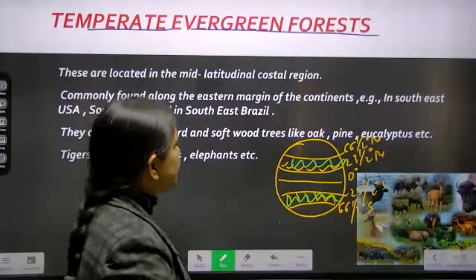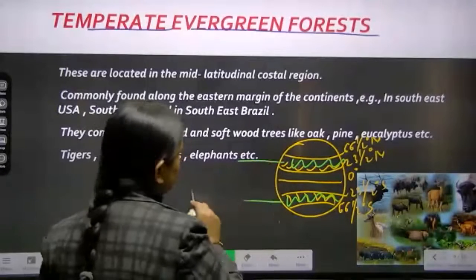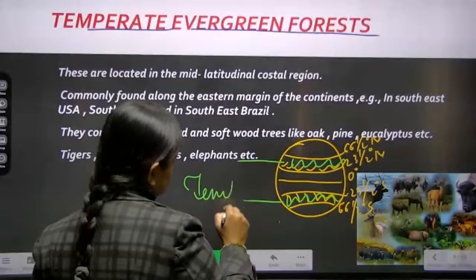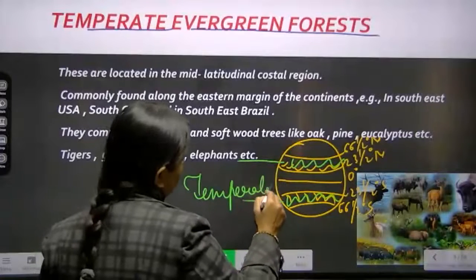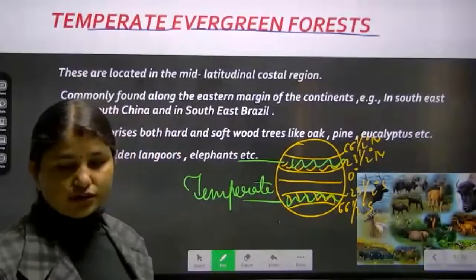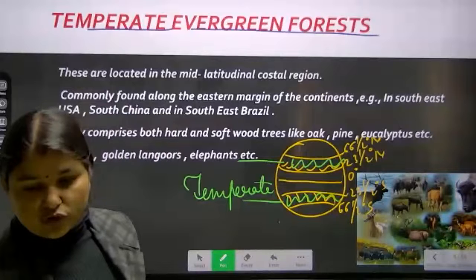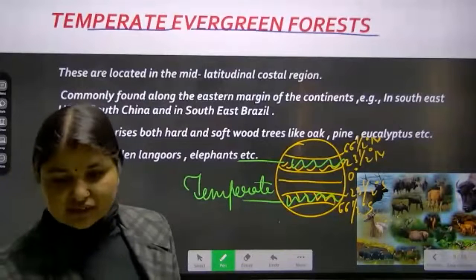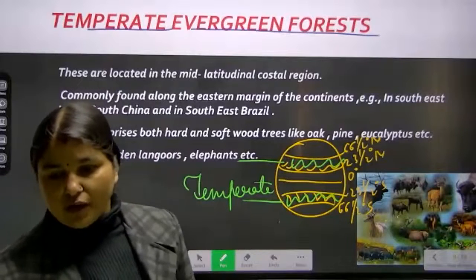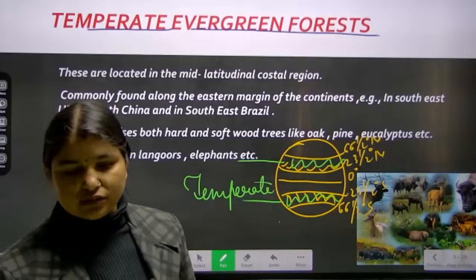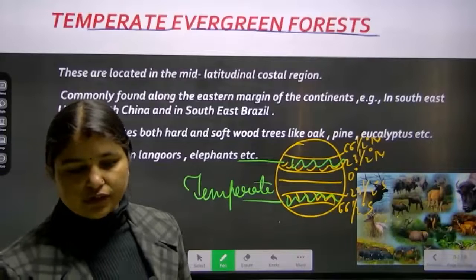So today we will see in this temperate zone what kind of vegetation we find there. In this temperate zone, what kind of vegetation we find, about that we will discuss now. Okay, let's see.